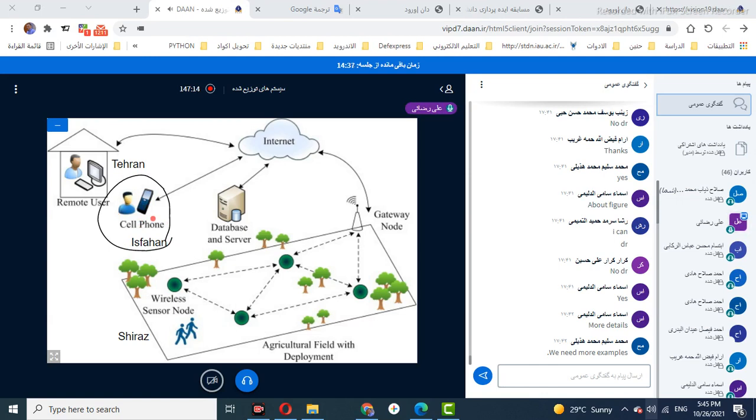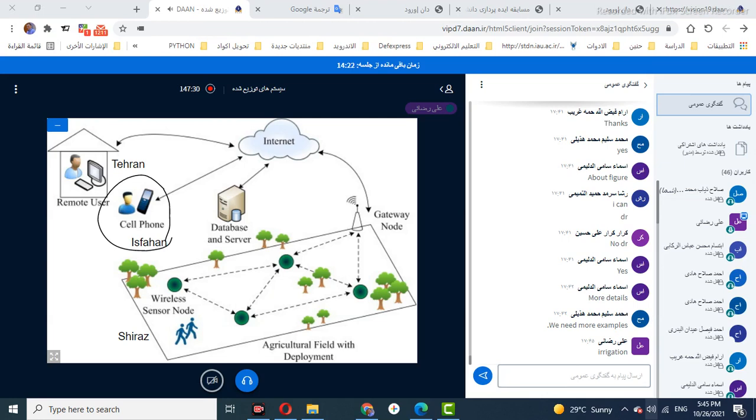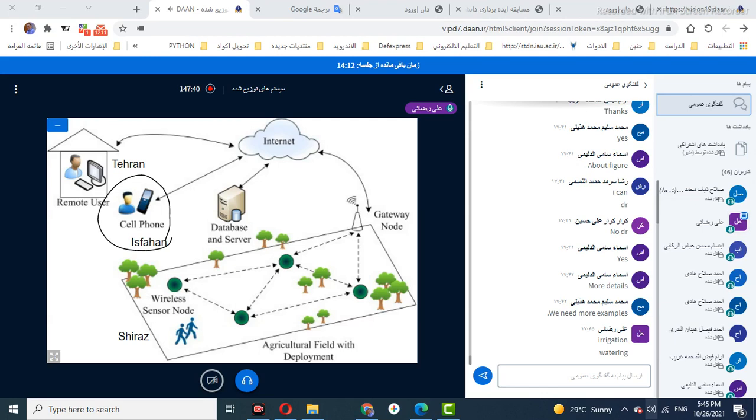This user wants to check the status of the soil, so whether it needs to perform some irrigation. You know what is the meaning of irrigation? Irrigation means watering. Basically, pouring water on a plant means irrigation. So we want to know what is the status of the soil.